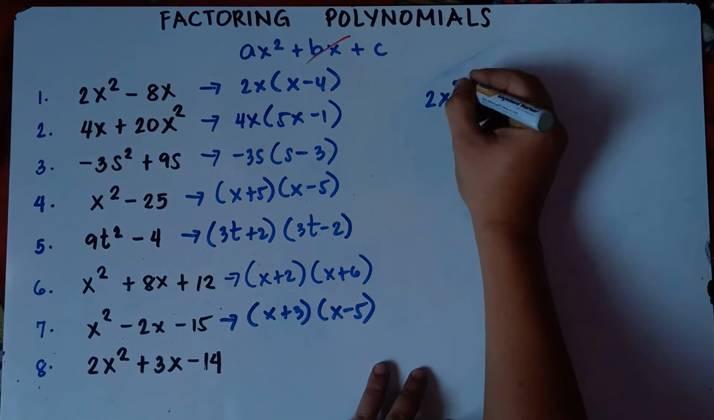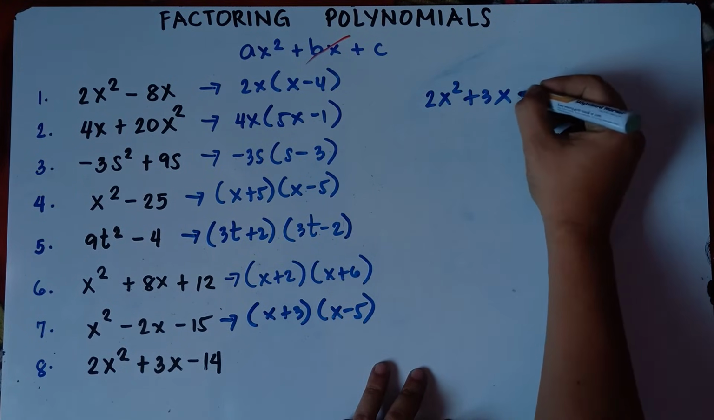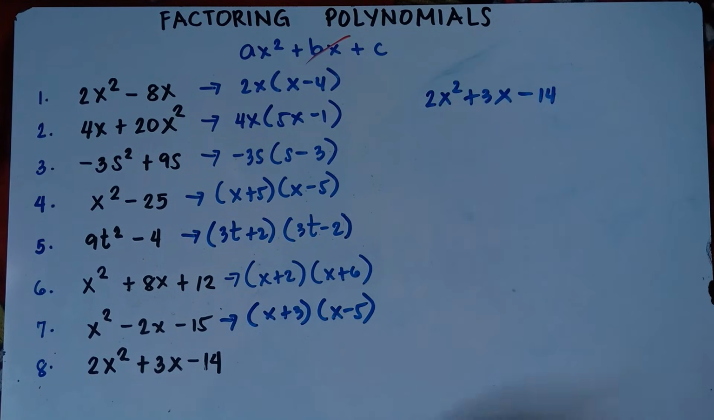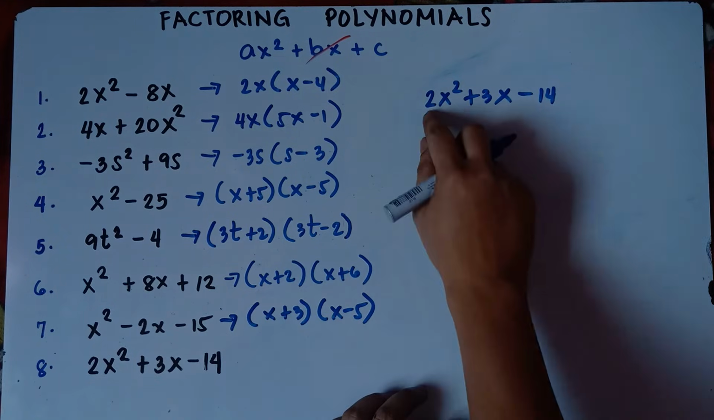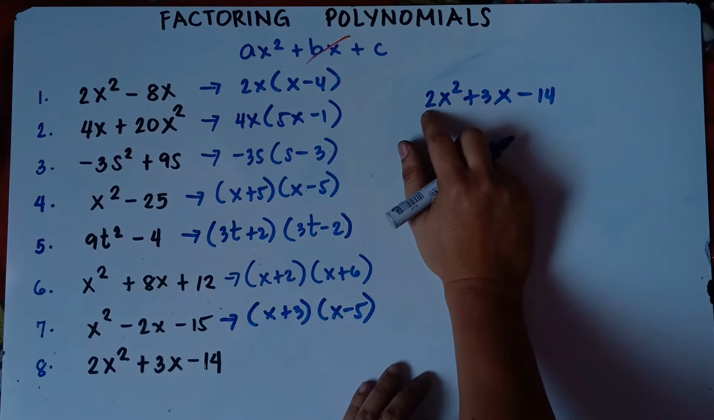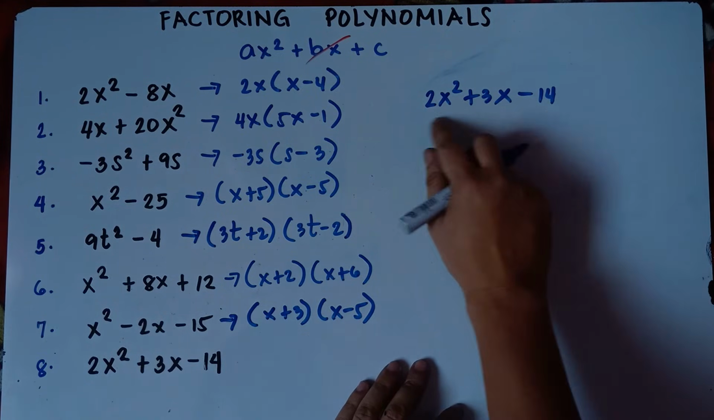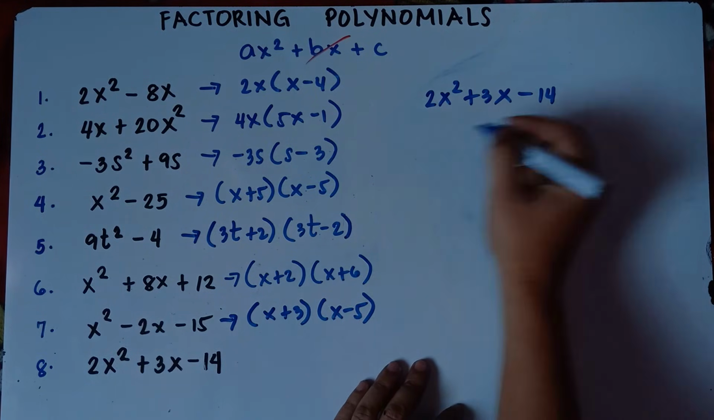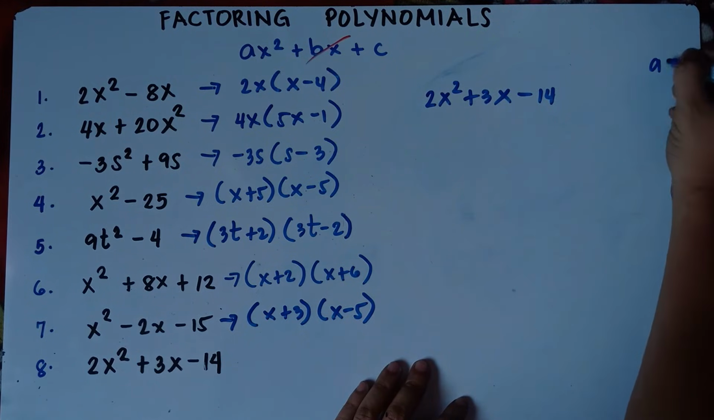So 2x squared plus 3x minus 14. The thing that you will do is multiply first the a and c. So you multiply a and c before we can factor this out. So this will be a times c.